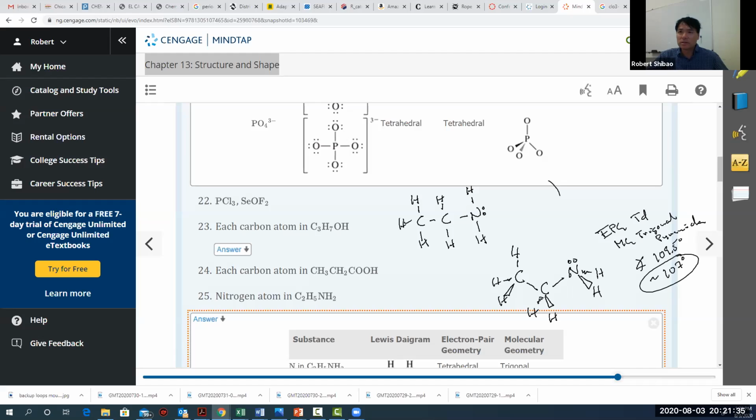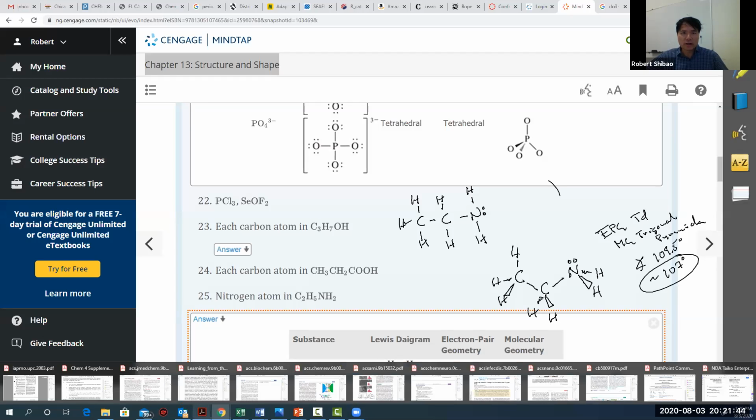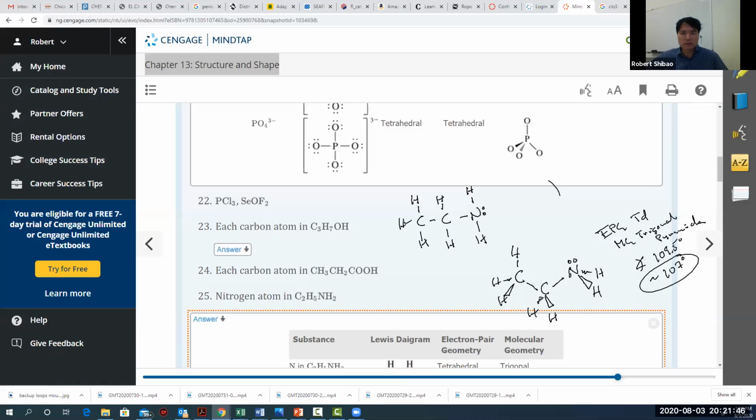Yes, the lone pair distorts the angle because in a bonding pair, there are two atoms fighting for the electrons. In other words, two atoms are trying to pull the electrons towards themselves, so the bonding pair is distributed between two atoms. Carbon's trying to pull it, nitrogen's trying to pull it, hydrogen's trying to pull it. So there's a tug of war.